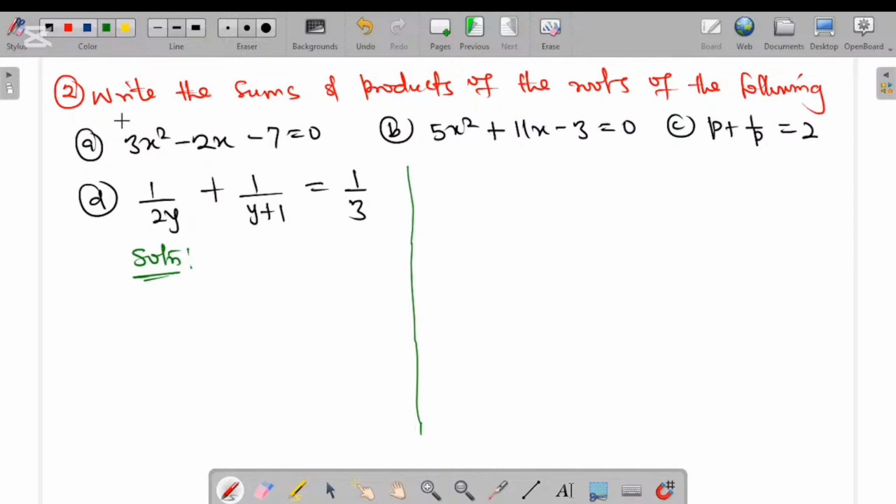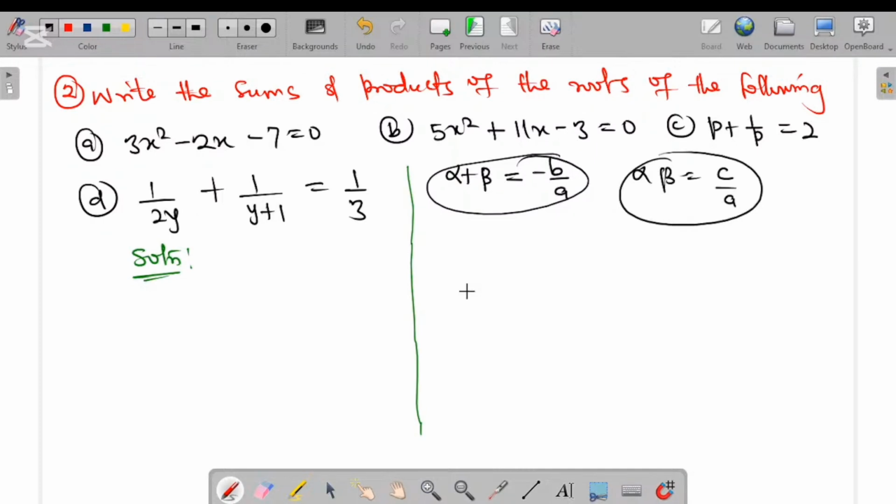So what is required of us here is to use the principle I just taught you now, that the sum of roots is equal to minus b over a, and that the product of roots is equal to c over a. So all you need to do is get the a, b, c of each of the equations, and that will give you what you want. Okay, so let's go to the first one. The first one is very straightforward.